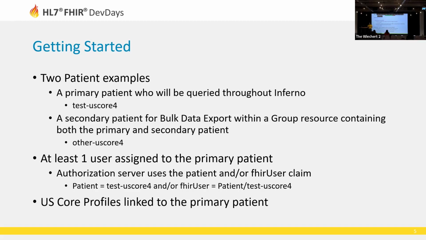And then you're going to need at least one user assigned to that patient. So it could be referring to it as the patient, or just assigned by FHIR user or patient context. Here's an example I have on the screen. We're going to use test US Core 4, and that can be the FHIR user itself or the patient claim. And then, of course, as I already mentioned, you need all the profiles linked to that first primary patient.